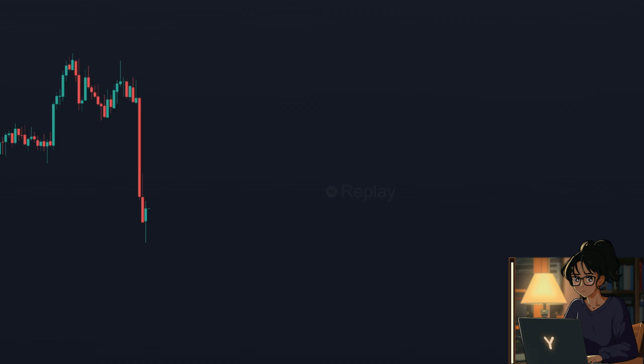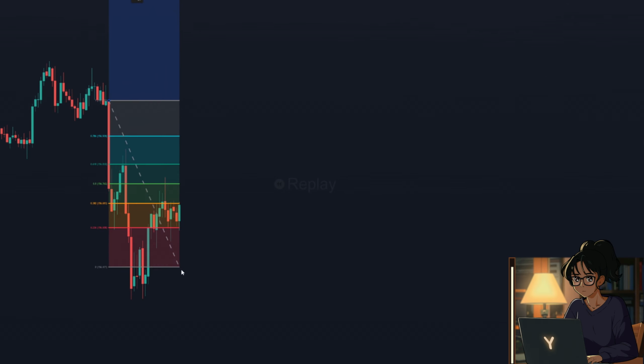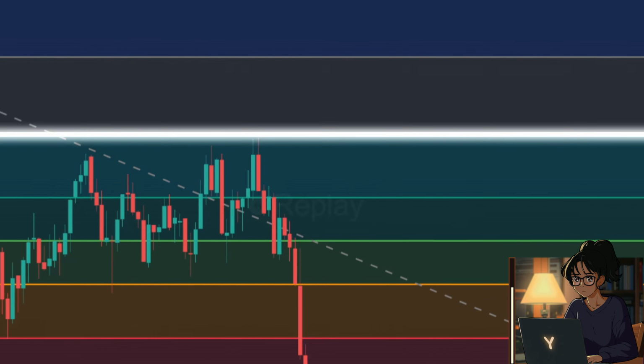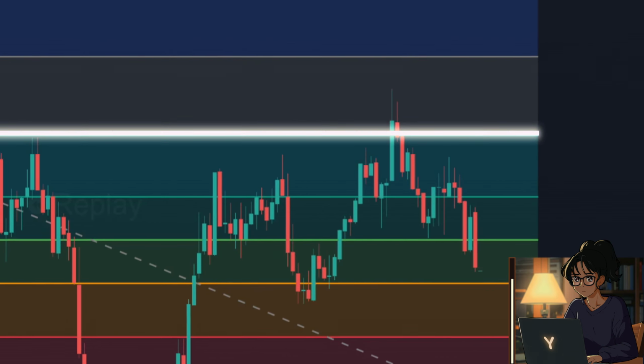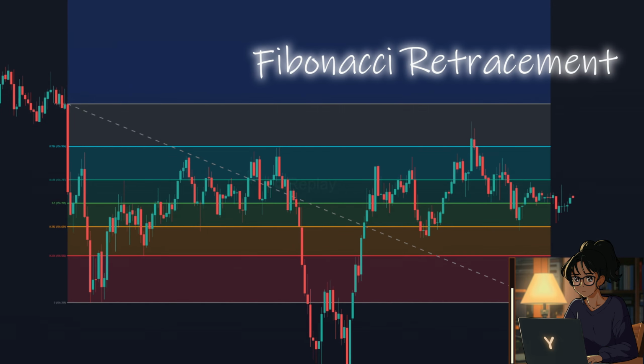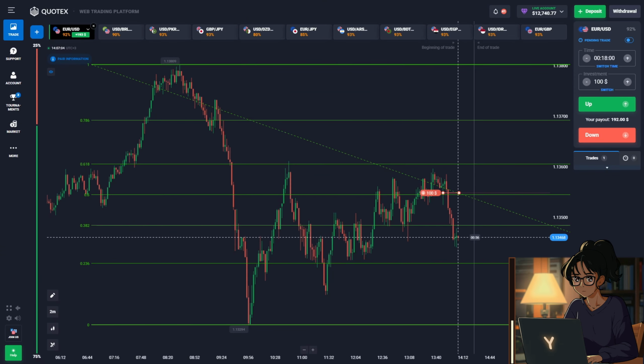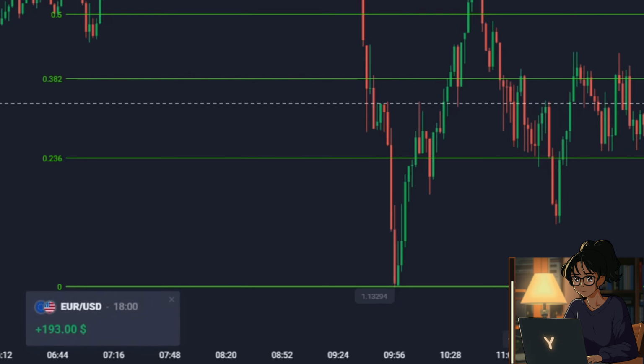If you think the market is just chaos, impossible to predict, I've got news for you. There's a tool that shows hidden levels with mathematical precision. It's called Fibonacci retracement. And in this video, I'll show you what it is, how to draw it, and most importantly, how to actually use it in real trades. Let's go.